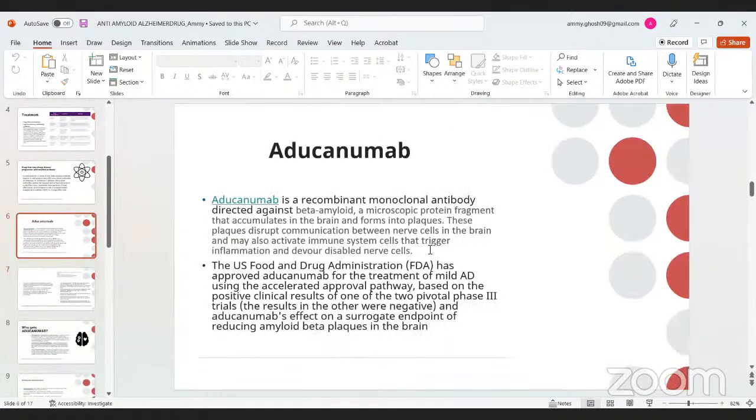The FDA has approved aducanumab for the treatment of mild Alzheimer's disease using the accelerated approval pathway, based on the positive clinical results of one of the two pivotal phase 3 clinical trials, and aducanumab's effect on the surrogate endpoint of reducing amyloid beta plaques in the brain.